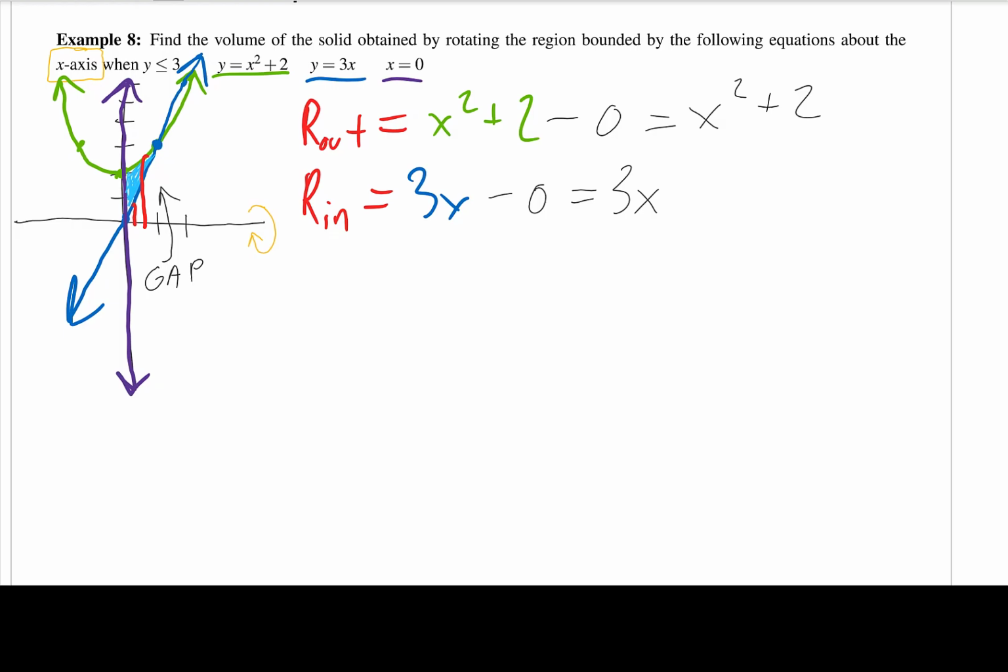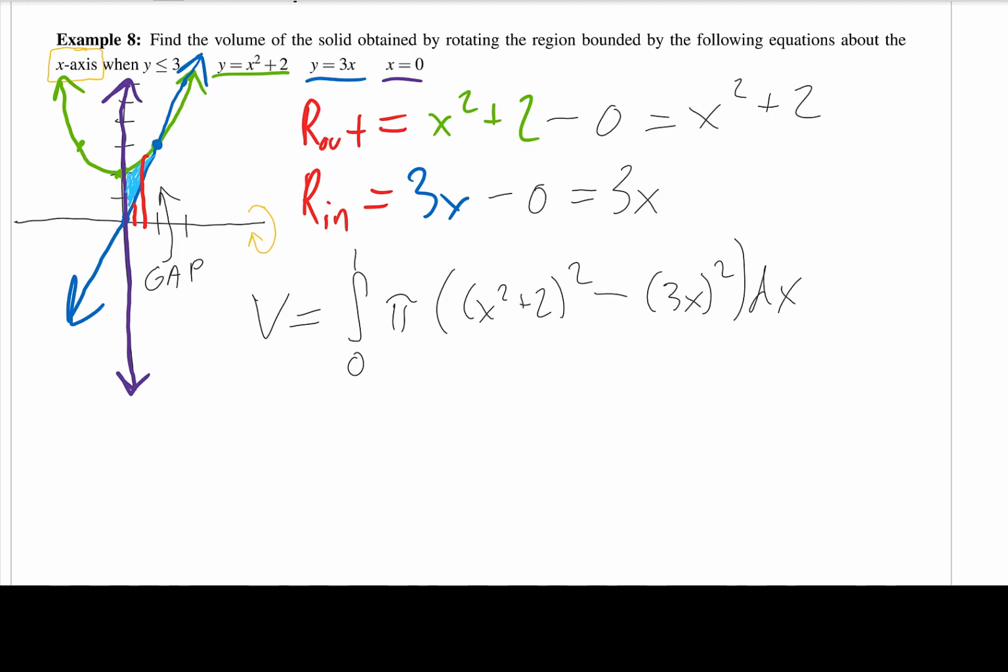So then we should have that our volume is equal to the integral from 0 to 1, right, our lowest and biggest x values in this region, of pi times R out squared, so x squared plus 2 squared, minus R in squared, so 3x squared dx. And this should give you 38 pi over 15. All right.